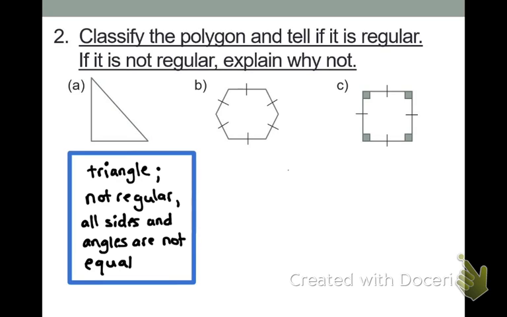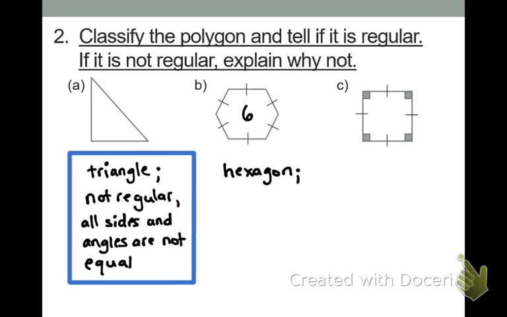Problem B, is this a polygon? Yes, it's a polygon because it's all straight sides. Can somebody tell me what kind of a polygon it is? Okay, why is it a hexagon? Because it has 6 sides, okay? So we classified it as a hexagon. Now, is this regular or not regular? Raise your hand if you think it's regular. Raise your hand if you think it's not regular. Okay, the people who say it's not regular, can you explain to me why you don't think that's regular?